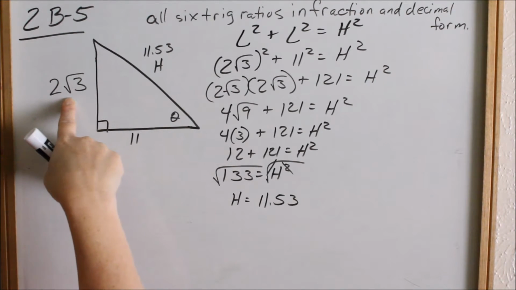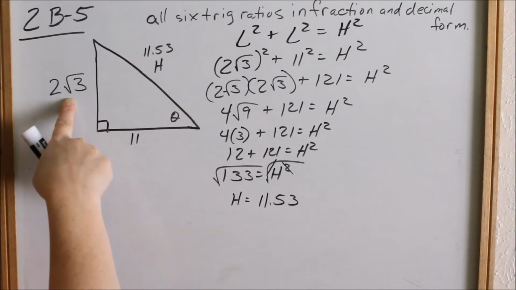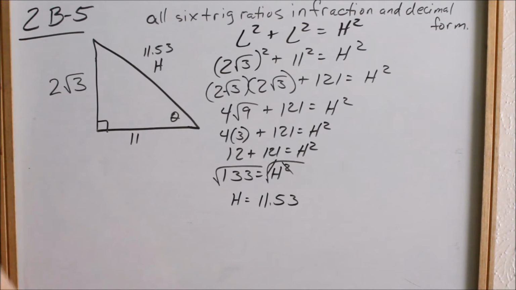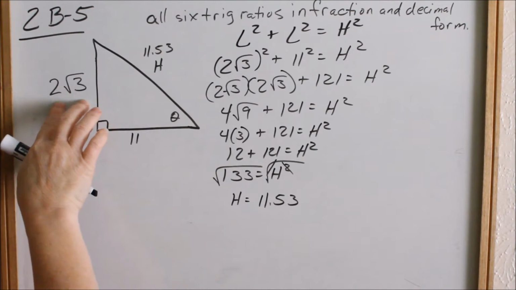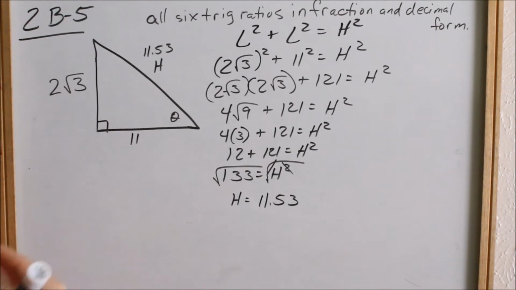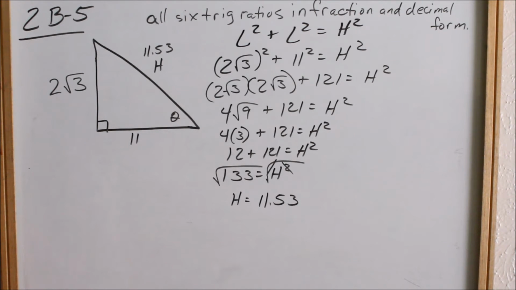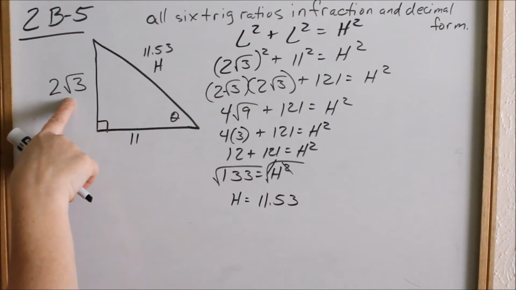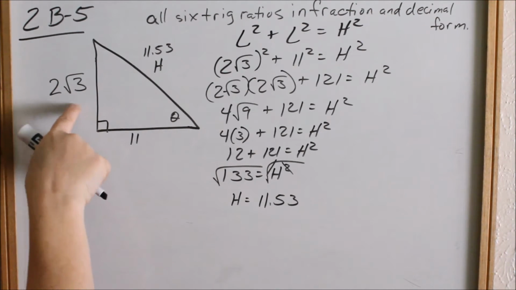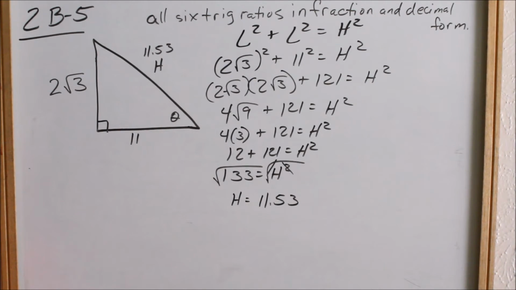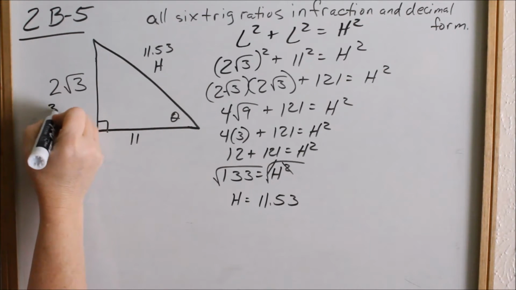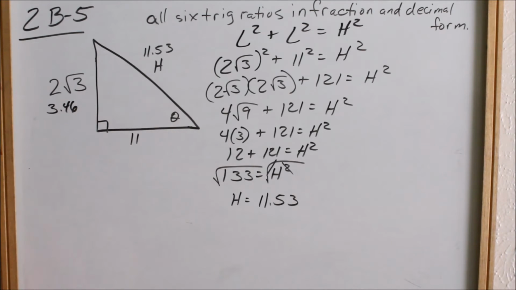So at this point of trig, you can turn the majority of radicals into decimals. Sometimes answers are left in radical form, sometimes they're left in decimal form. In my classes, I usually let you know specifically when to leave it in radical form, when to leave it in decimal form. So we're going to turn this into a decimal. This means 2 times square root of 3. So do the square root of 3, then multiply that by 2, and that is approximately 3.46.